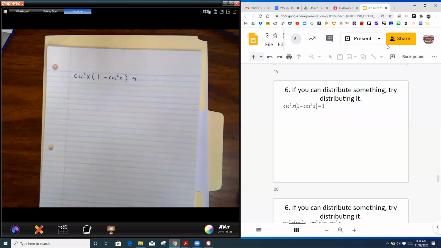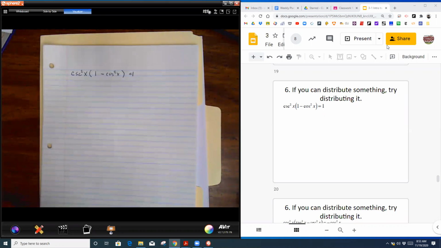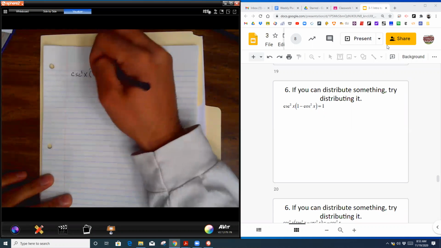Right, so here we are continuing with identities. So the sixth guideline or commandment of doing identities is if you can distribute something, try distributing it. So in this identity, we have cosecant squared times 1 minus the cosine squared equals 1. So I'm going to distribute that and see what happens, multiply it out.